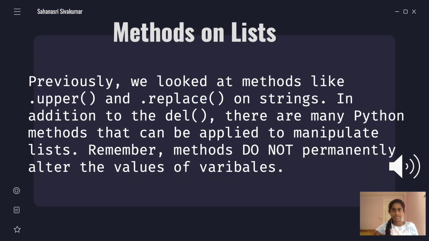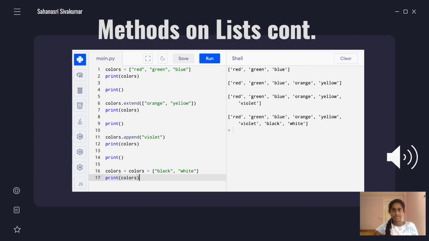Now let's look at methods on lists. Previously, we looked at the methods .upper and .replace on strings to capitalize or replace a character in a string with a different character. In addition to the delete function, there are many Python methods that can be applied to manipulate lists. Remember, methods do not permanently alter the values of variables. These Python methods can help make lists a very powerful data object.